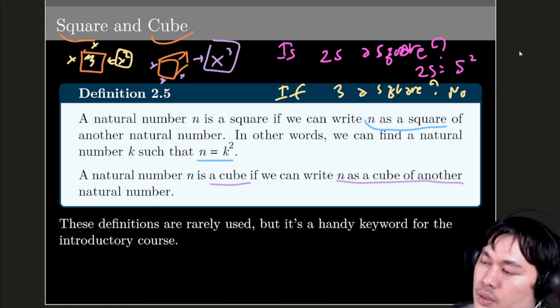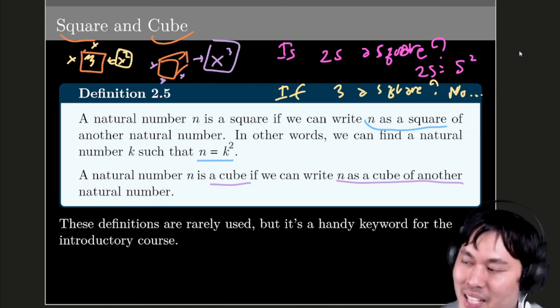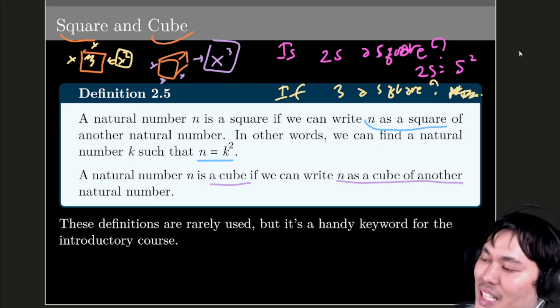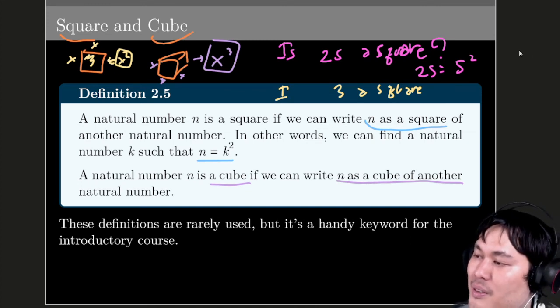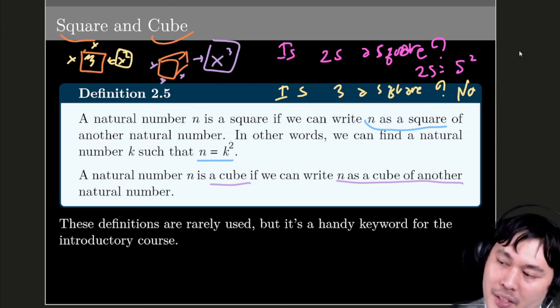No. I can kind of explain why, but for now, if it's obvious, it's obvious. So it's not a square. No, it's not. And then same as cube.